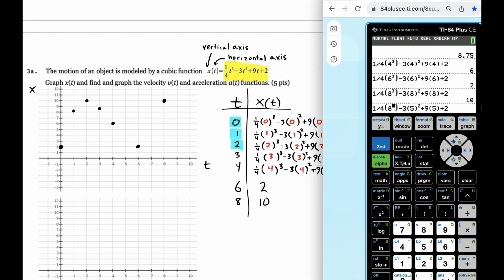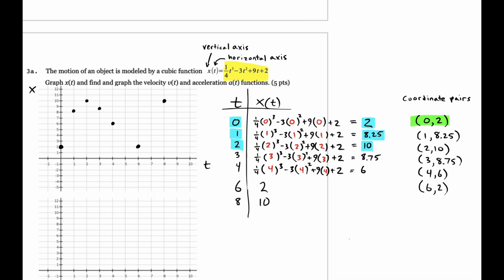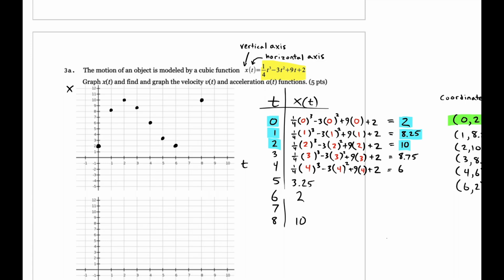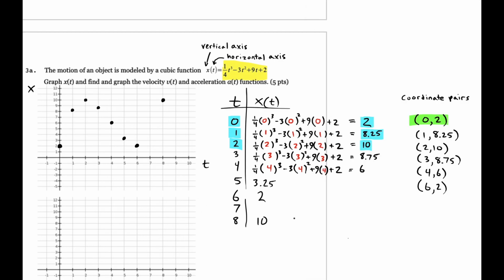Okay. Let me try 5 as well. 5 goes with 3.25. And let's see what 7 goes with. 3.75. But we can clearly see the trend now. And we know it's cubic, so I'll try to now connect the points into a smooth curve as best I can. Okay. That is x of t.